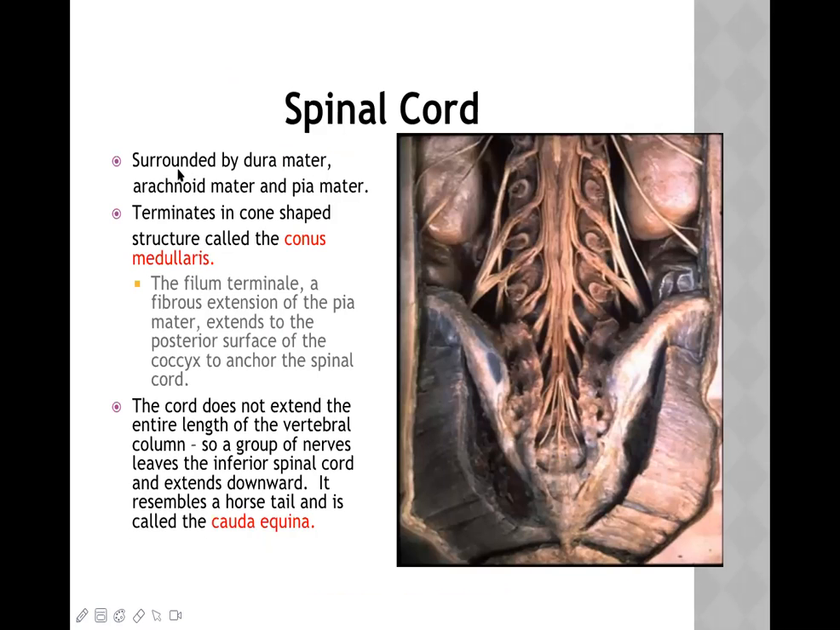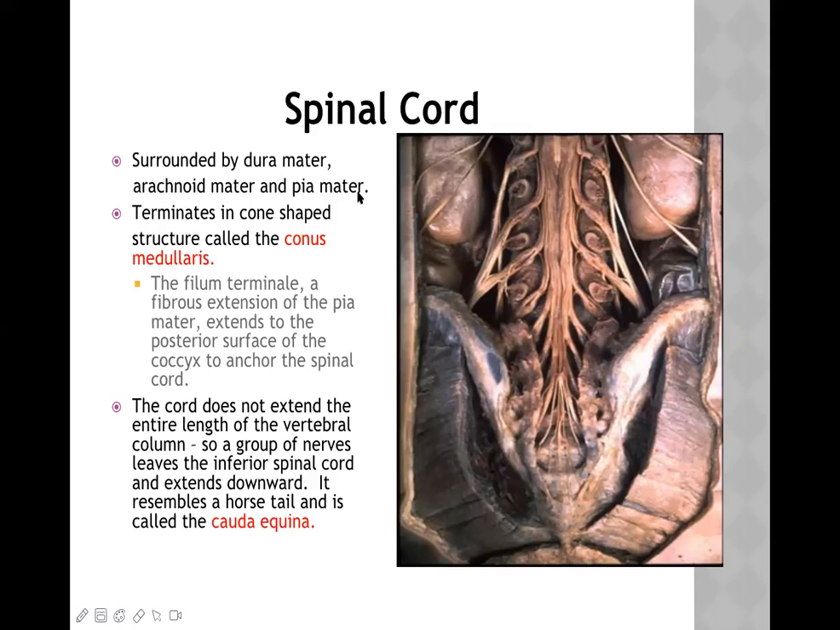Just like brain, the spinal cord is also surrounded by meninges. And we all know there are three layers of the meninges: dura mater, arachnoid mater, and the pia mater. So dura mater is outside, arachnoid is in the middle, pia is the inner one. In between the arachnoid and the pia mater, there is subarachnoid space. So what is present in that subarachnoid space around the spinal cord? CSF. Exactly. There is a fluid which is known as cerebrospinal fluid.